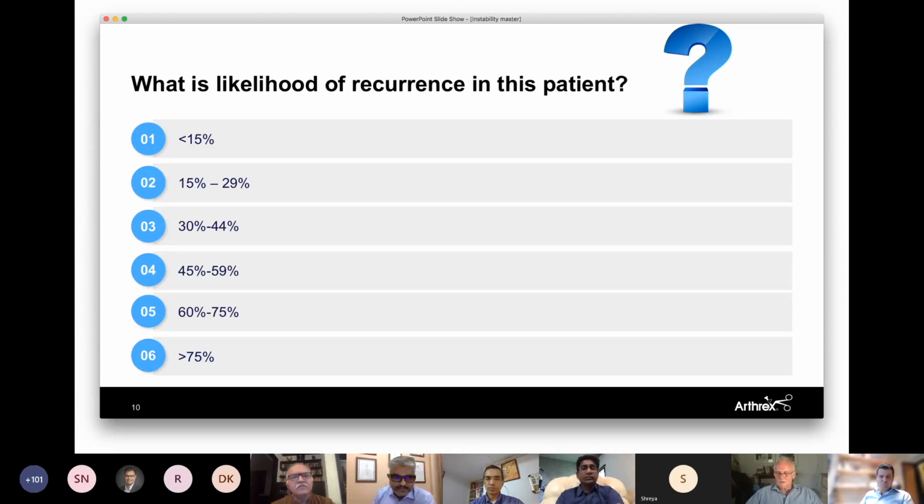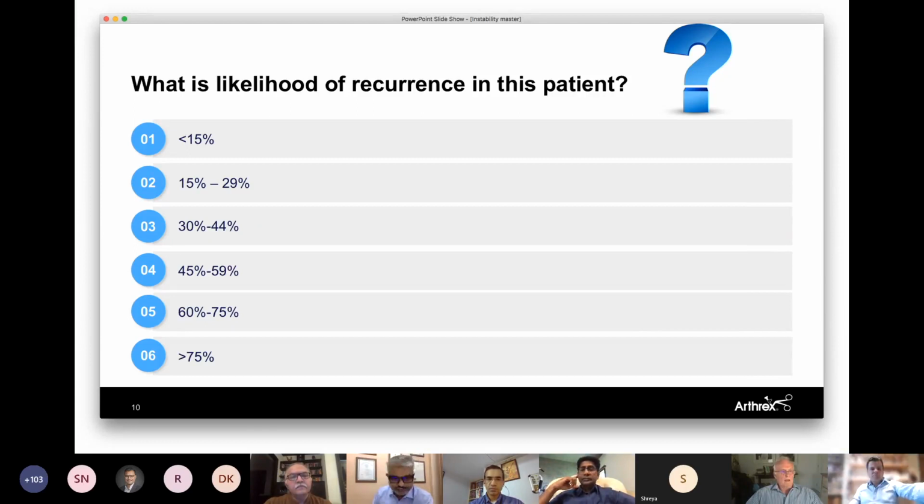All of us who have been following this quote this one paper, and I know he's mentioned 22 to 29 and more than 29 as the age group criteria. But like Vivek said, it's not just one single factor. It's the mode of injury, the age of the patient, generalized laxity, and a ton of other things. But these are the figures I would give. So in this case, I would probably take the fourth option, around 45 to 59, that's around 60%. Yeah, I agree.